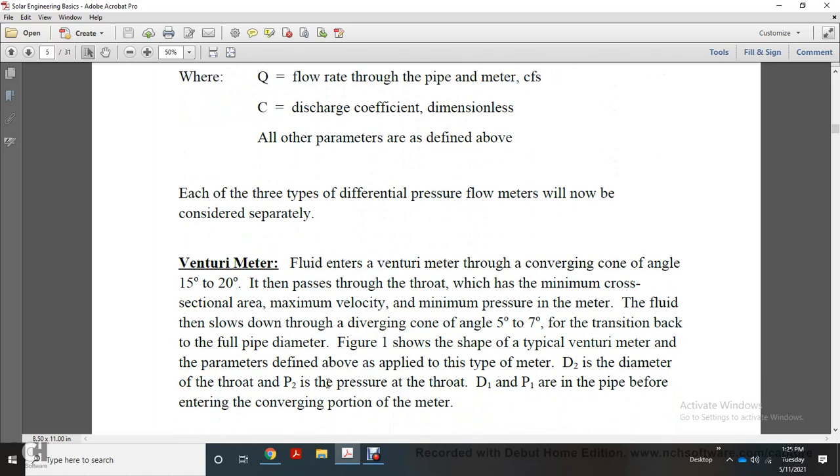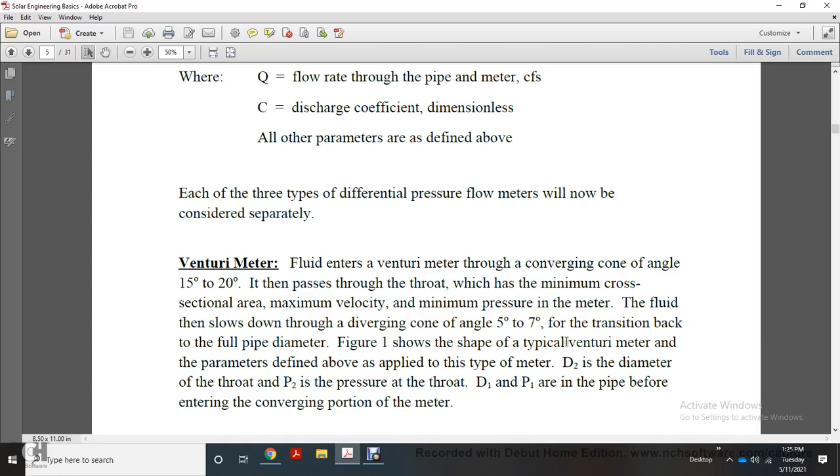Fluid enters the venturi meter through a converging cone at an angle of 15 to 20 degrees. It then passes through the throat, which has the minimum cross-sectional area, the maximum velocity, and the minimum pressure in the meter. The flow then slows down through the divergent cone at an angle of 5 to 7 degrees, transitioning back to the full pipe diameter.